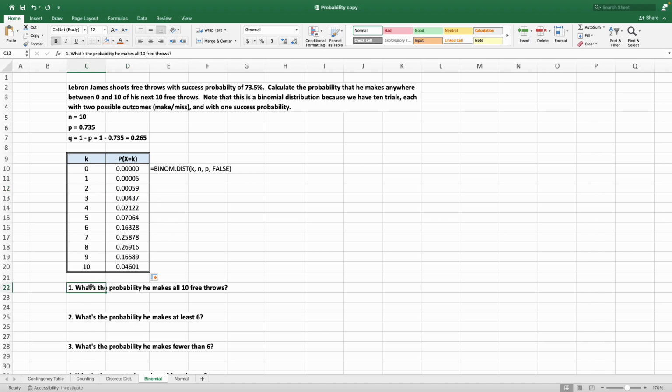So what's the probability that he makes all 10 free throws? Well, we already calculated that probability, and it's right here. So I'm just going to, in this cell, write equals. I'm just going to take the probability he makes all 10, which is right here, 0.046. So I'm going to click that cell, enter.